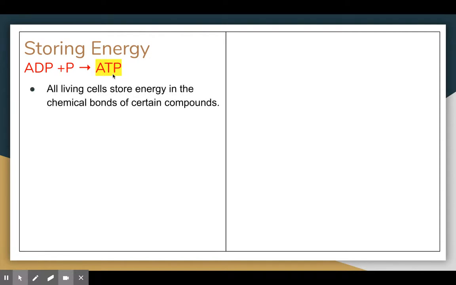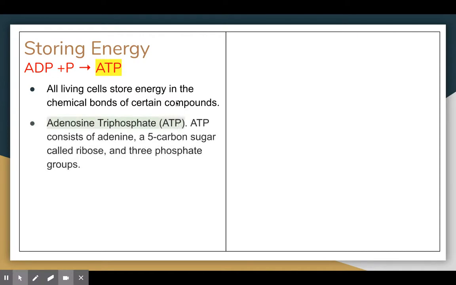So let's look a little bit deeper at storing energy. So how do cells store energy? Well, it requires something called ADP, which is adenosine diphosphate, and a phosphate group together. So when energy gets added to these two things, our cells create what's called ATP, which is adenosine triphosphate. So all living cells store energy in chemical bonds of certain compounds. Adenosine triphosphate, otherwise known as ATP, is made up of an adenine, a 5-carbon sugar called a ribose, and 3 phosphate groups.